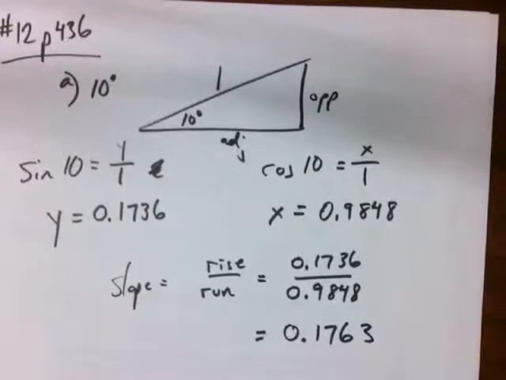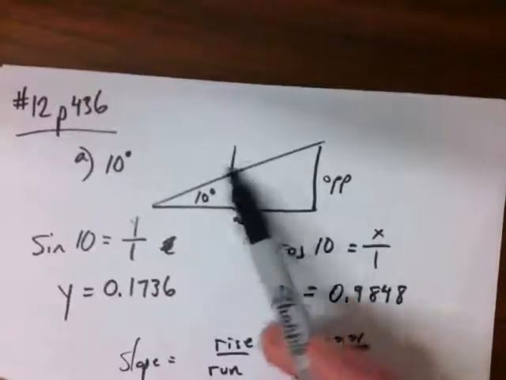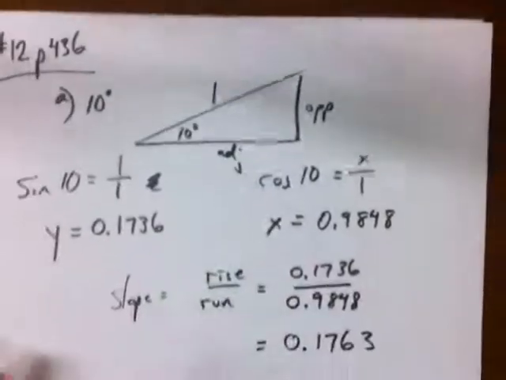This is 12A. 0.2. Yeah, okay, so it's rounded to 0.2. Like I said, it doesn't matter what you would use for the hypotenuse.